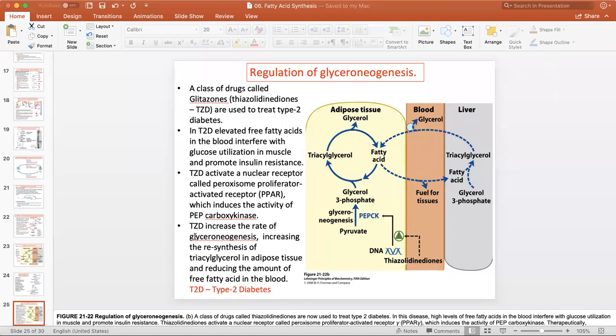So TZD increases the rate of glyceroneogenesis, increasing the resynthesis of triacylglycerols in adipose tissue and reducing the amount of free fatty acids in the blood. And this is specifically helpful in type 2 diabetes. I think I missed this sentence over here. In type 2 diabetes, elevated free fatty acids in the blood interfere with glucose utilization in the muscle and promote insulin resistance. So we need to get rid of this increase in free fatty acids. This is done by this drug, so that we have a lot of glycerol-3-phosphate binding with the fatty acids so that it is stored as triacylglycerols.